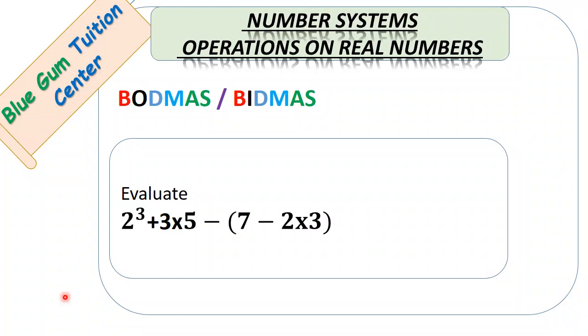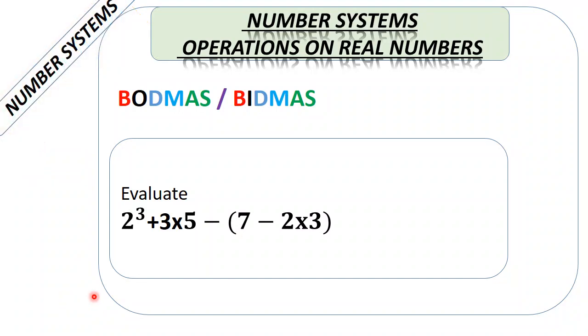Let's take a look at this example, which involves all operators that are on BODMAS. It says 2 power 3 plus 3 times 5 minus open bracket 7 minus 2 times 3 close bracket. If you feel like you have acquired a skill or two, you can try to solve this on your own. Pause this video, solve, then come and check the answer. But anyway, here is the answer.